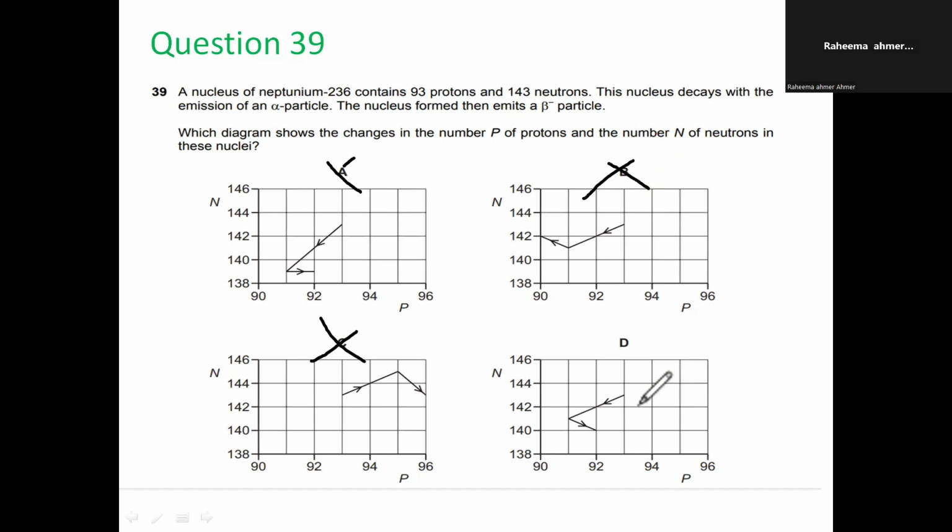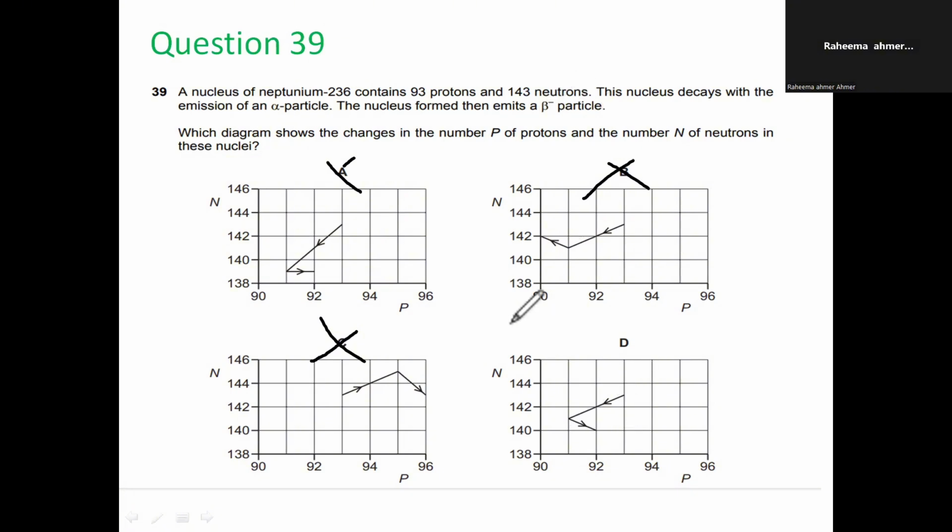See, first we are looking at the neutron number. It changes from 143 to 141, yeah. And then for the proton number, it is changing from 93 to 91, as you can see on the x-axis. Okay, so after that, there is a beta negative particle decay.